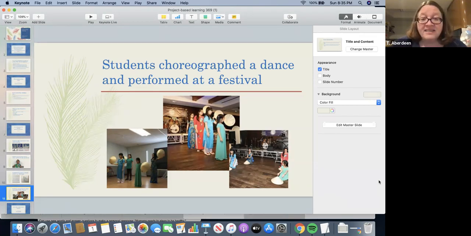So they had to design the whole entire thing. They had to listen to the music. They had to have an understanding of the lyrics to the music, because you can't be singing about love and happiness and then fall on the floor, right? So there was lots of learning that happened at different stages.